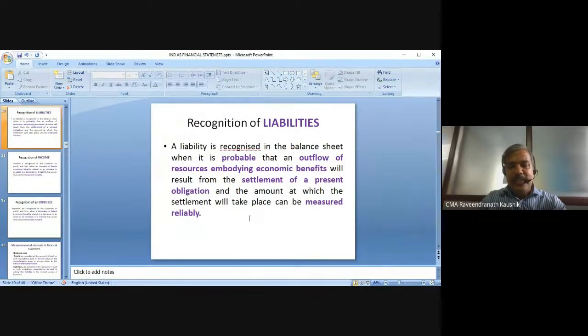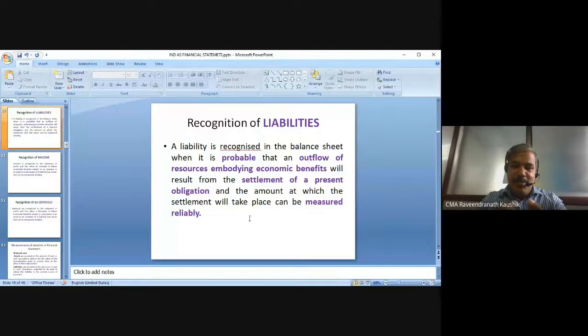So how do you recognize a liability? It is probable that an outflow of resources embodying economic benefits will be required for the settlement of a present obligation, and the amount at which the settlement will take place can be measured reliably. That means they are putting forth very important conditions, saying what all should be there in order to call it a liability.